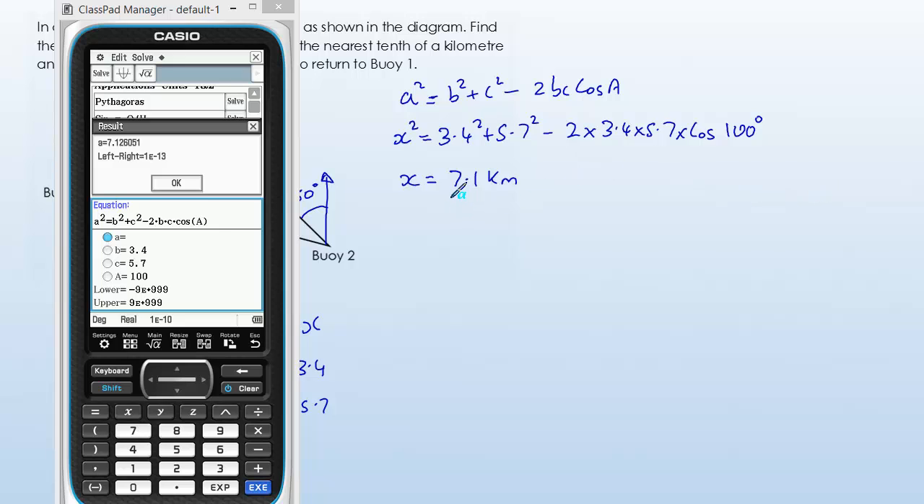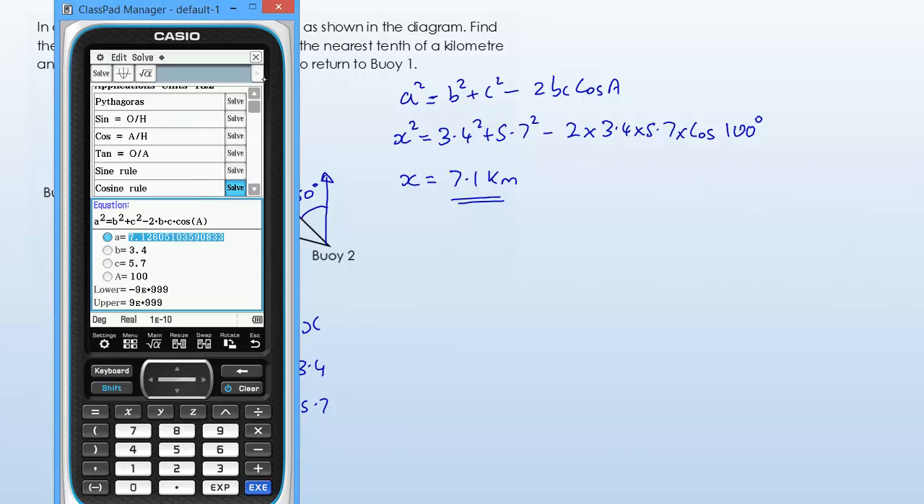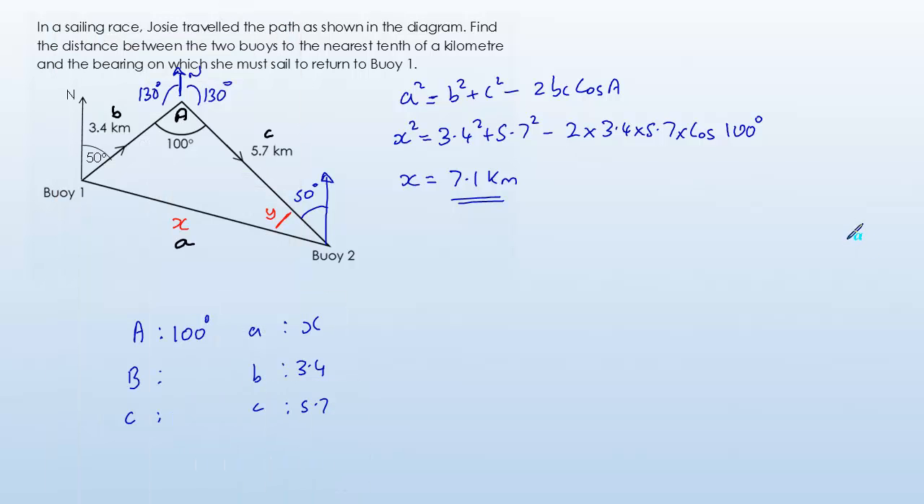And I might make a note of a couple more decimal places because I'm going to need this one. I'm actually going to make that note off the side of the page. You won't actually see it going down, but 7.126051. Okay. So we now know this side. We know that this is 7.1 kilometers. I now want y so I can work out the bearing.